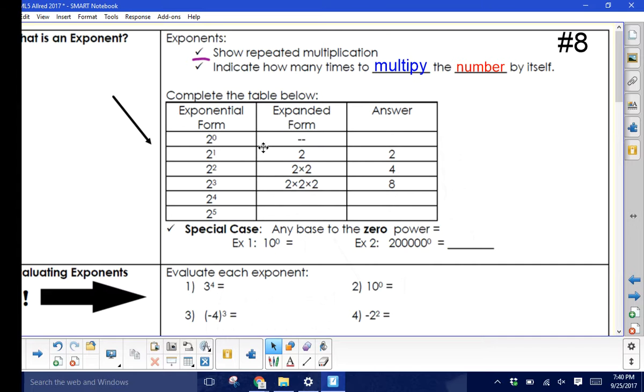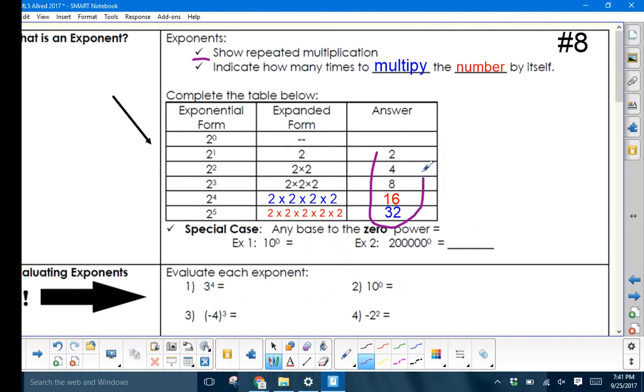But we're going to start here, 2 to the first power. That's just 2, not times itself, 2 by itself, one time. 2 to the second power is like 2 times 2, which is 4. 2 to the third power would be 2 times 2 times 2, which should be 8. Get ready to write something down. 2 to the fourth power is like 2 times 2 times 2 times 2, which happens to be 16. And 2 to the fifth power would be like 2 times 2 times 2 times 2 times 2, which happens to be 32.